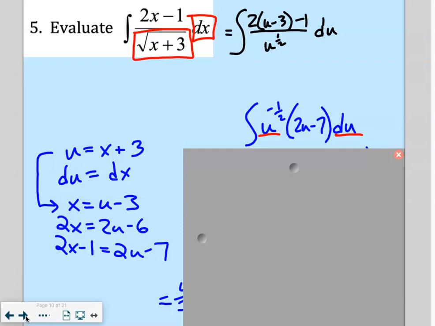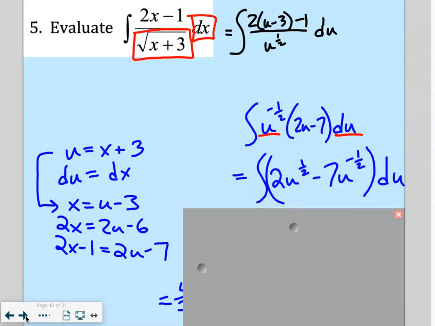So we either keep it down below and divide every term by u to the 1/2, or we bring it up and multiply every term by u to the -1/2. Either way, it's potato, potato. So when we multiply it in, we get 2u to the 1/2 minus 7u to the -1/2 du, and then you just do your normal integral.